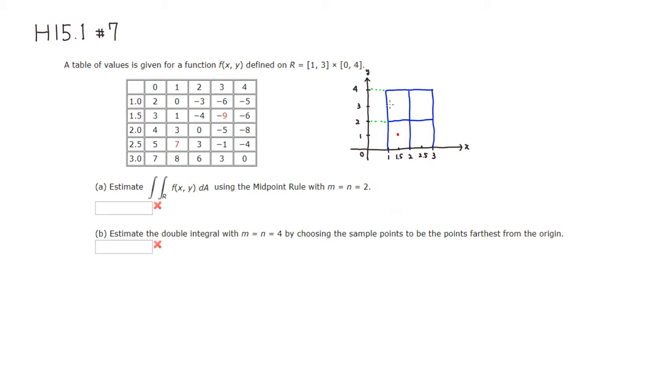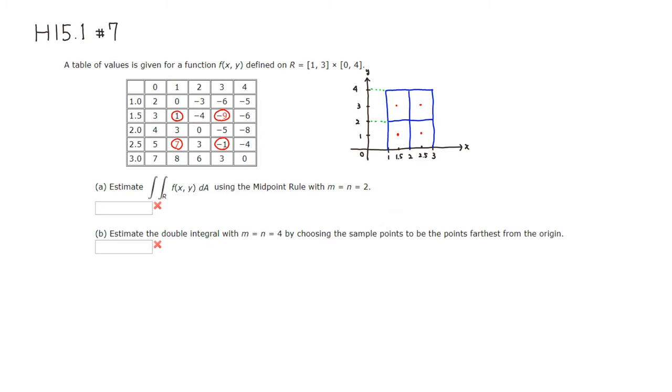So we're looking at 1.5, 1. We're looking at this value. And the next one is 2.5, 1, so we're looking at that value right there. Then the next one is 1.5, 3, so we're looking at that value. And then 2.5, 3, which is this value right here.